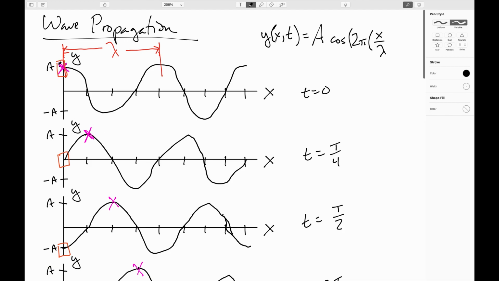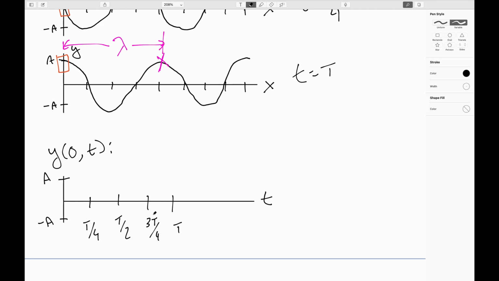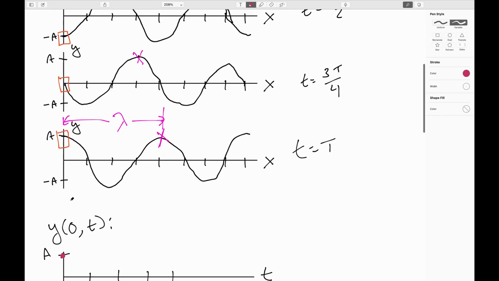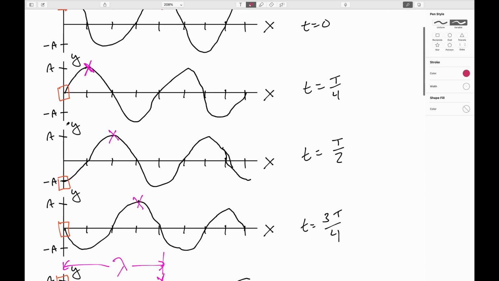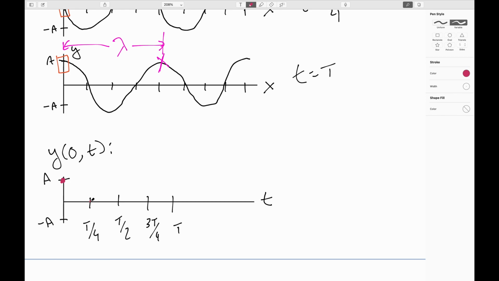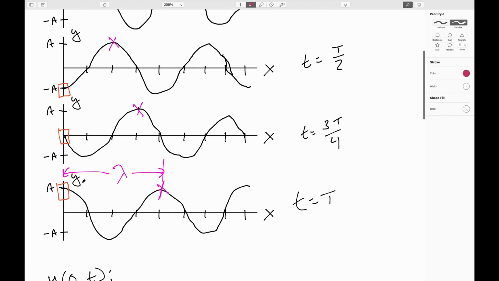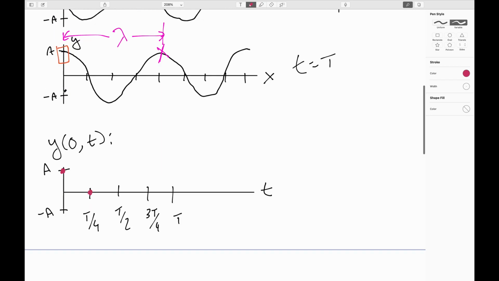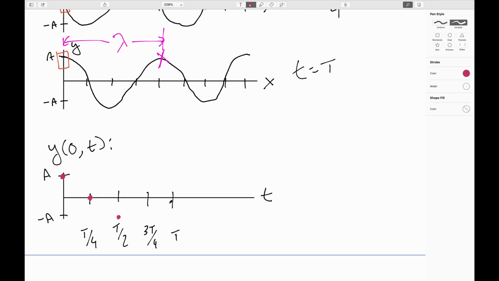So if we take a look here, we start out at plus A. So let's go ahead and mark that. So at time 0, the bead located at the origin was located at plus A. And then we see at time T over 4, it's located at 0. And then as I continue to think about my bead at the origin, at big T over 2, it's located at negative A. And then at 3T over 4, it's back at 0. And then finally at big T, it's back up at plus A.